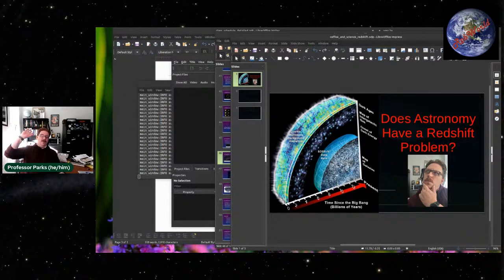you may have heard that JWST is finding galaxies that do not conform to the Big Bang Theory. That's rubbish. But one of the reasons why you might think that is that the distances to those galaxies are further than we would have expected. Basically, the galaxies that we see are far more evolved than you would expect at that distance. So there is some question from some of whether or not astronomy has a redshift problem.